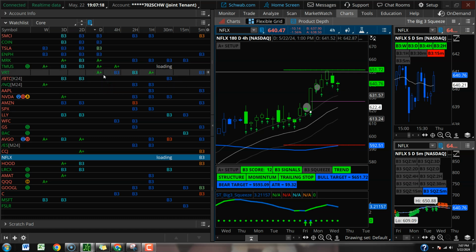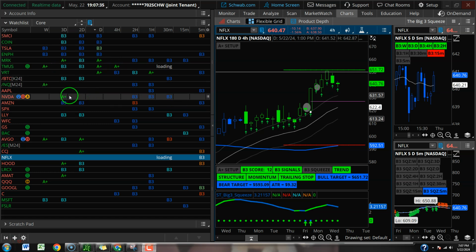I get the green A+ in any column. That tells me that given time frame has got my favorite setup. So MRK, we got it on the daily and the 3-day. For the T-Mobile, we've got it on the weekly, the daily, and the 4-hour. What else? NVIDIA. We got NVIDIA on the 3-day time frame.